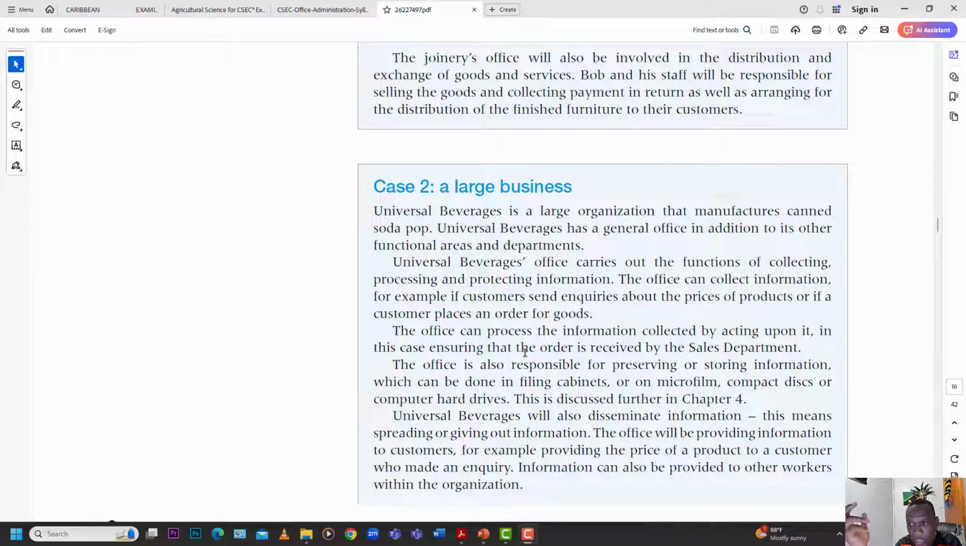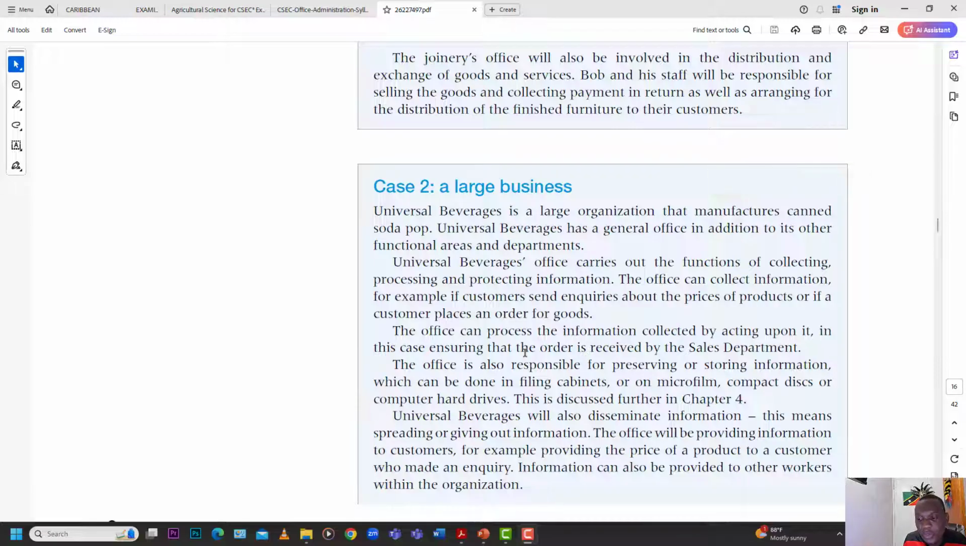The office can collect information, for example, if customers send inquiries about the price of products, or if a customer places an order for goods. The office can process the information collected by acting upon it. In this case, ensuring that the order is received by the sales department. The office is also responsible for preserving or storing information, which can be done in filing cabinets or on microfilms, the old book, man. Compact disc.